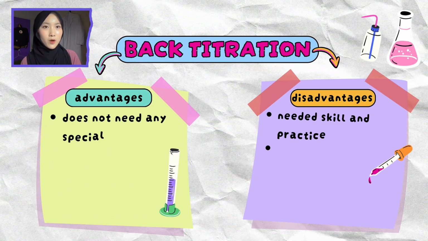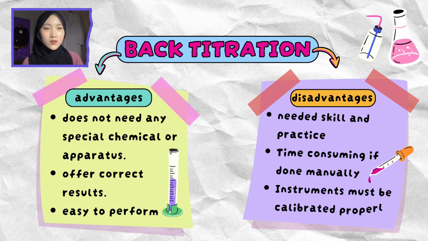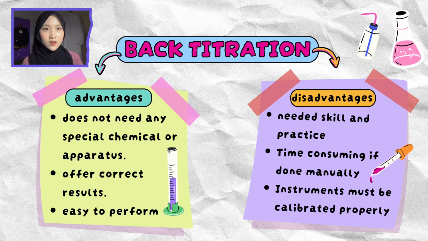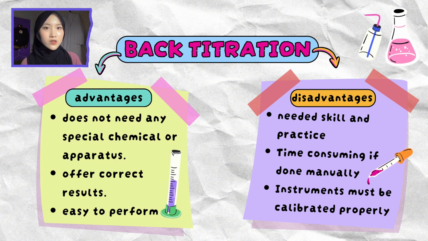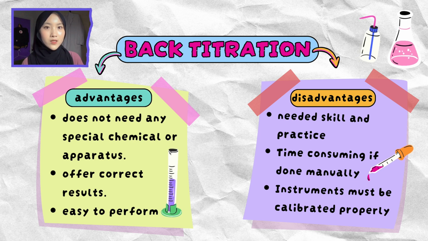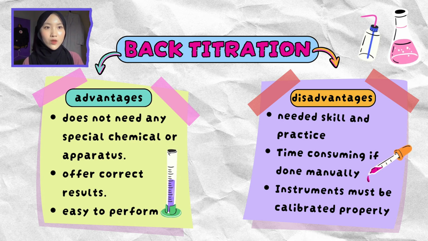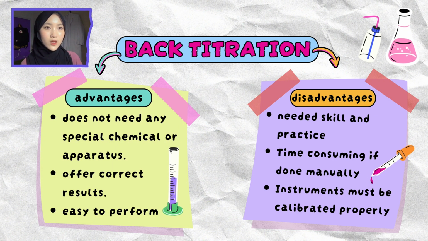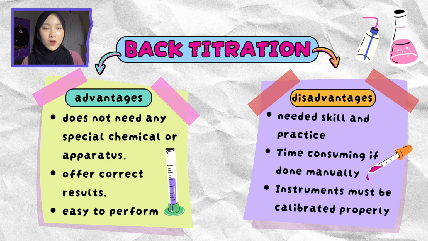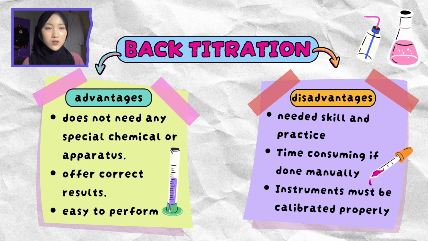Let's get to know further about back titration. Back titration has its own advantages and disadvantages. Good things about back titration is it does not need any special chemical or apparatus, and it also offers correct results. Not only that, the process is easy to perform like normal titration. However, back titration needs skill and practice in doing it in order to get an accurate result. It is also time-consuming if it is done manually. Not only that, the instrument must be calibrated properly before the titration starts.